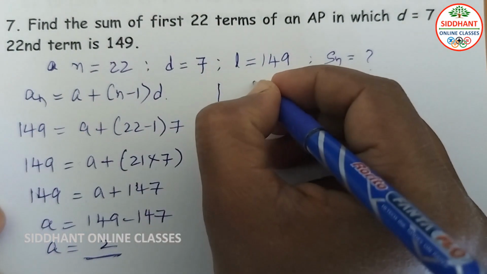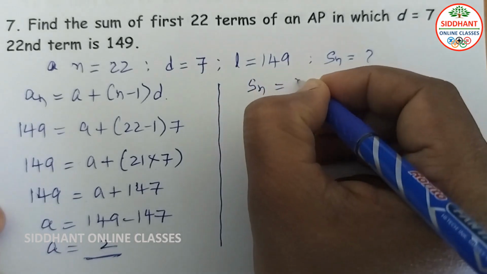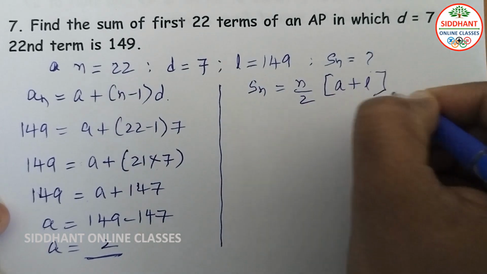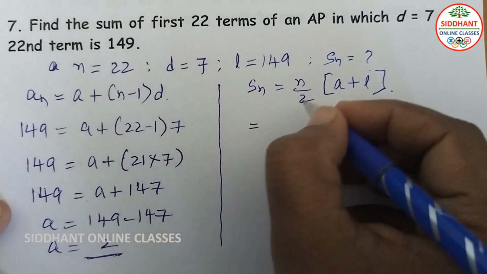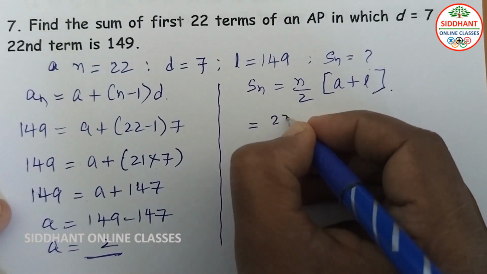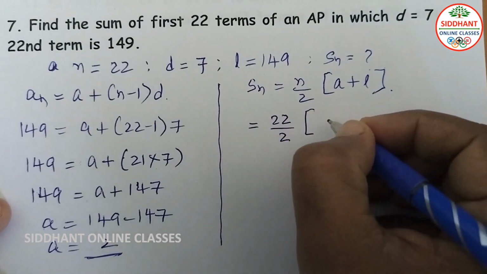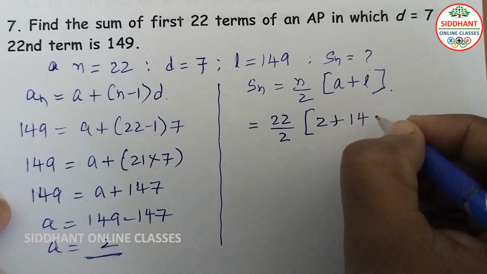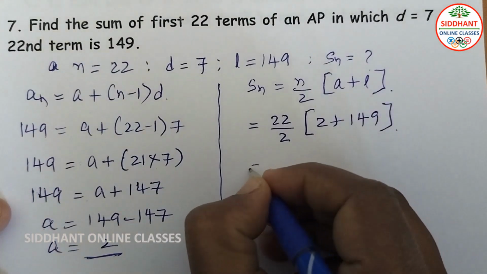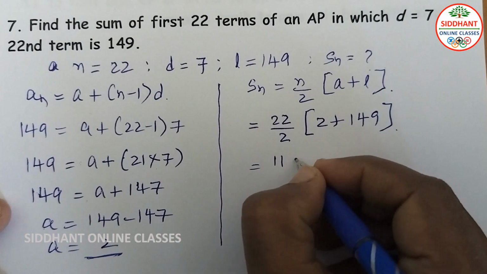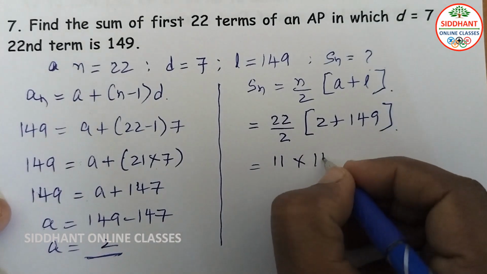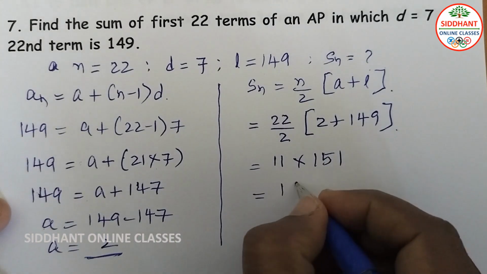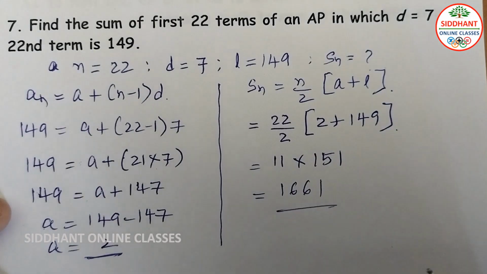Next sum we are going to find out. Sn equal to n by 2 (a plus l). So that equal to n which is 22 by 2, and a which is 2, and l is 149. So that equal to 22 by 2 which is 11 into 2 plus 149 which is 151. So 11 into 151 which will be 1661 here.